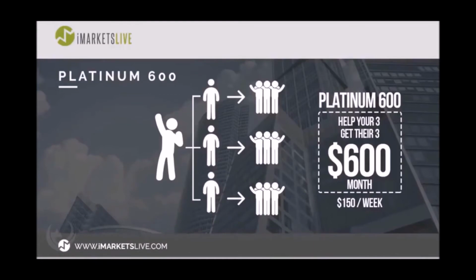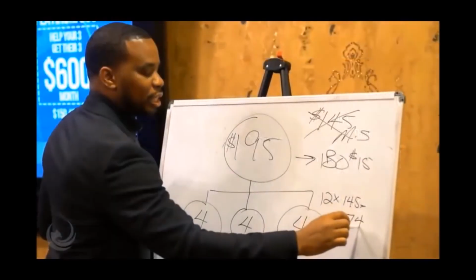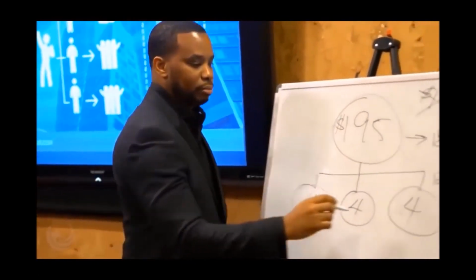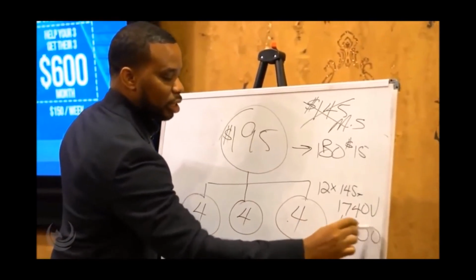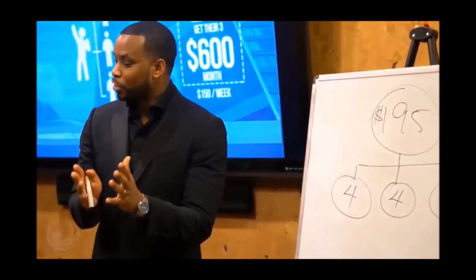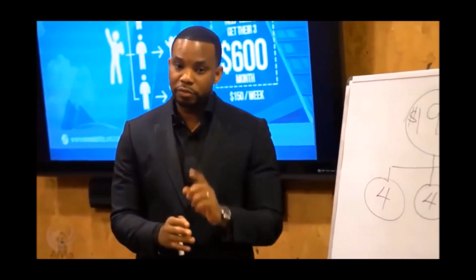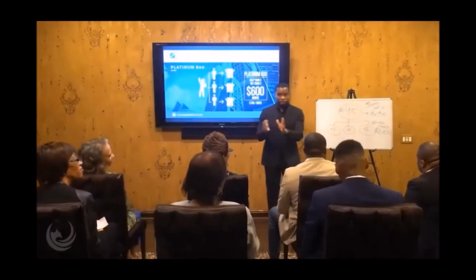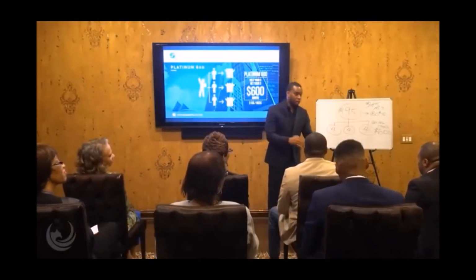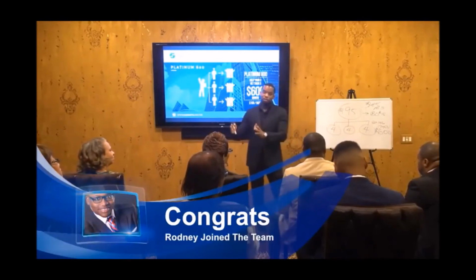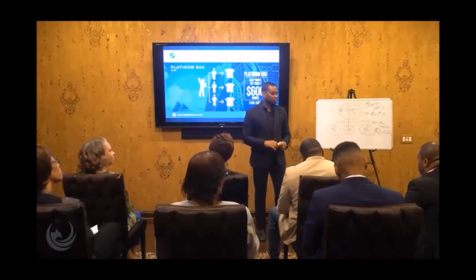12 times 145 is $1,740 in volume. Your residual income at this level is $600. Somebody said much better, right? For generating $1,740 in volume, your residual income, those same 12 customers, whether they're getting it for free or not, is $600 per month.